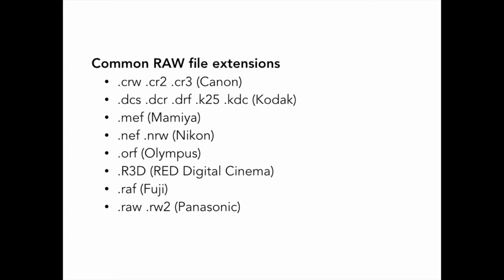Different camera companies use different raw file extensions. So if you're shooting with a Canon digital camera, you might get a .crw file. If you're shooting with a Nikon digital camera, you might get a .nef file. Even though the file extensions are different, the file is essentially the same.